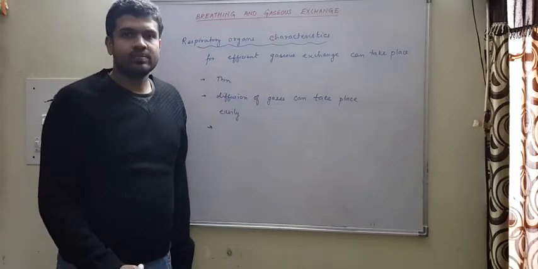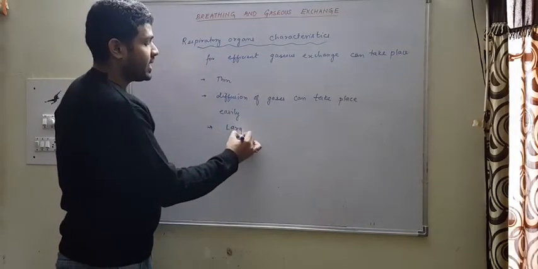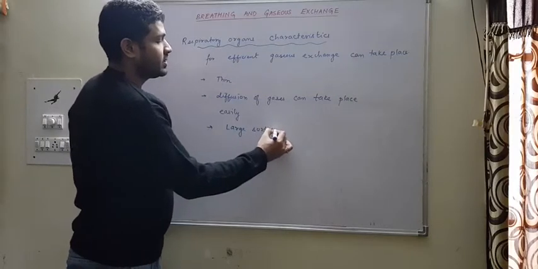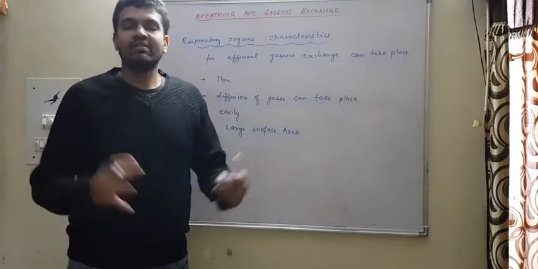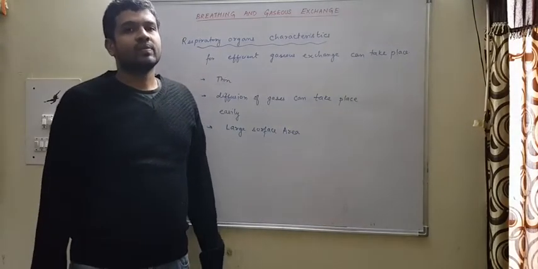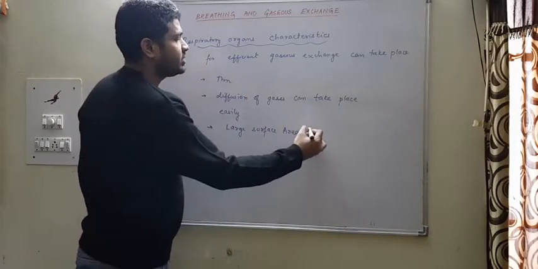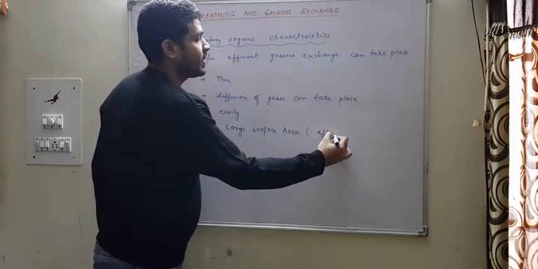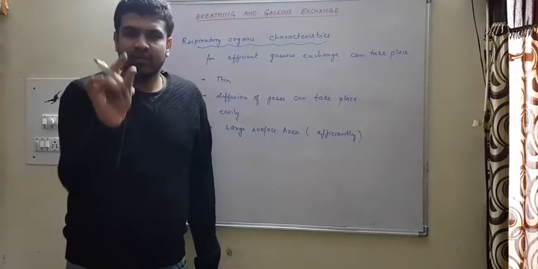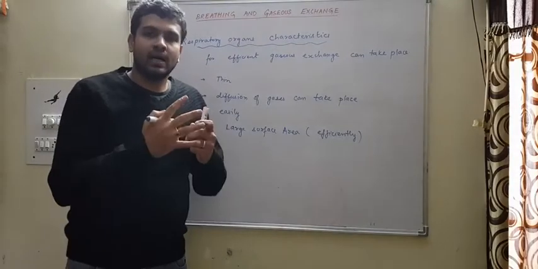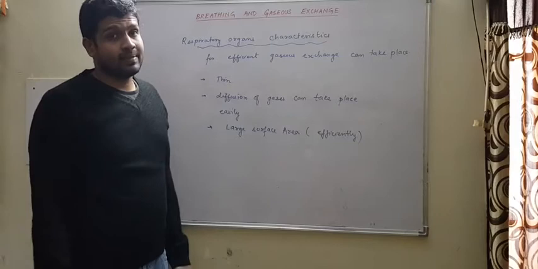It should have a very large surface area, so that the gaseous exchange can take place efficiently. Efficiently means that in a small period of time, a large amount of gas can be diffused. Now where to carry that gas?